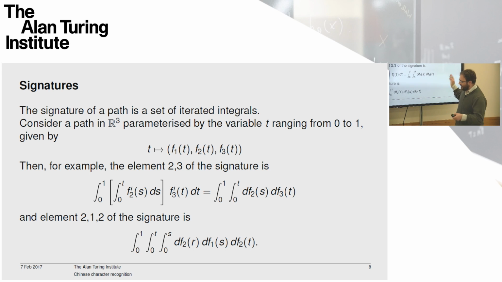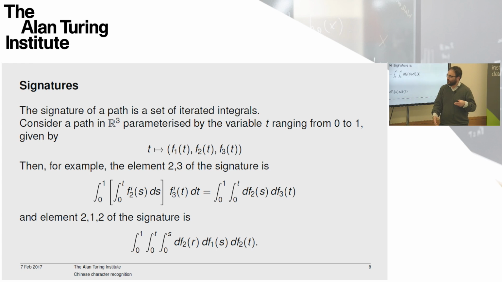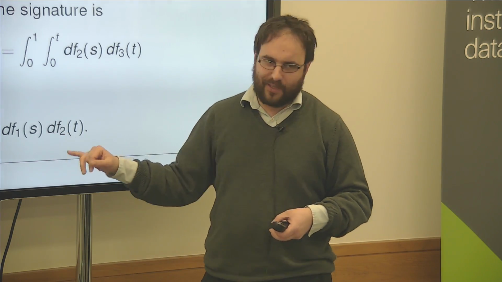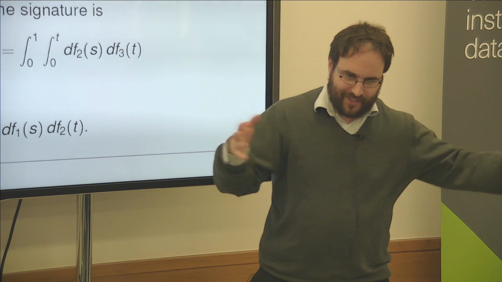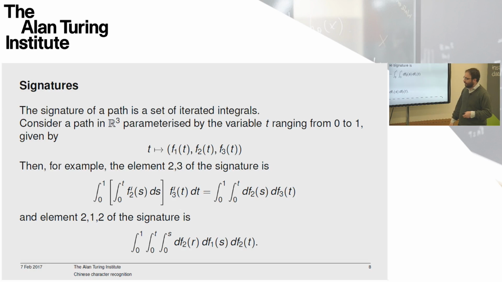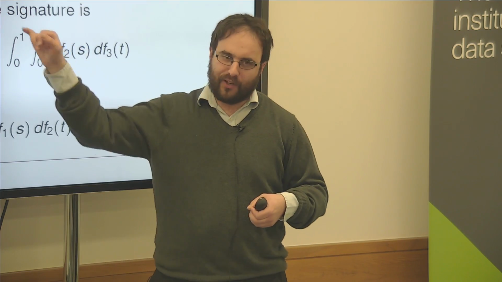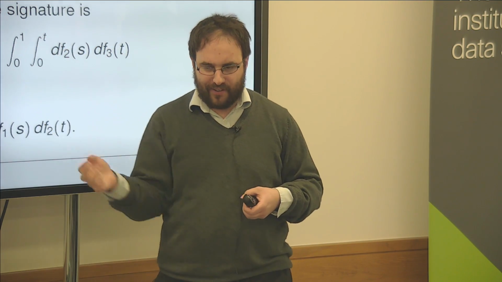I can do this to any depth of iterated integrals. 2, 1, 2 will look like this. So I can flatten these out in a sequence by thinking about 1, 2, 3, 1, 1, 1, 2, 1, 3, and so on. Just so it's a sequence indexed by words on 1, 2, 3, but you can just think of it as a sequence. The first three elements are just going to be the total displacement of the path. So element 1 of the signature is just f1 of 1 minus f1 of 0.